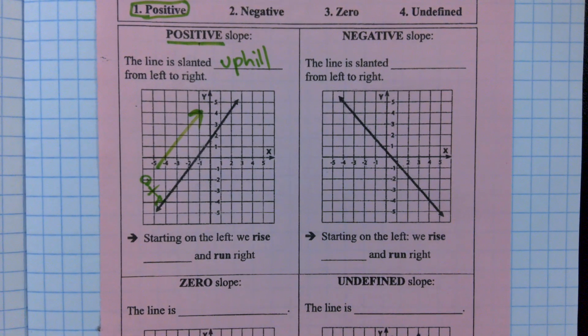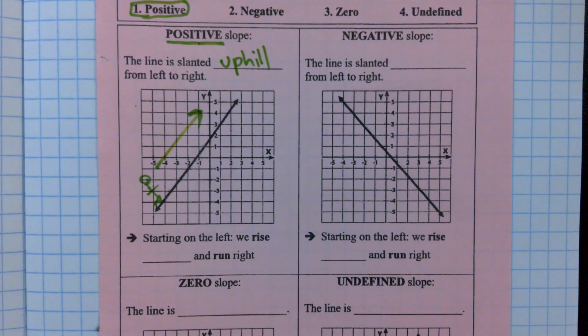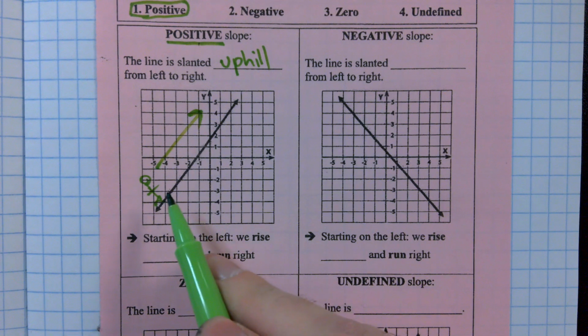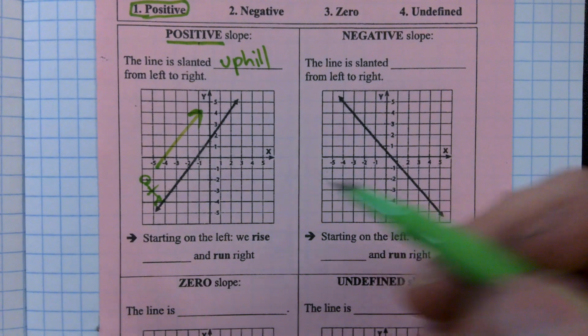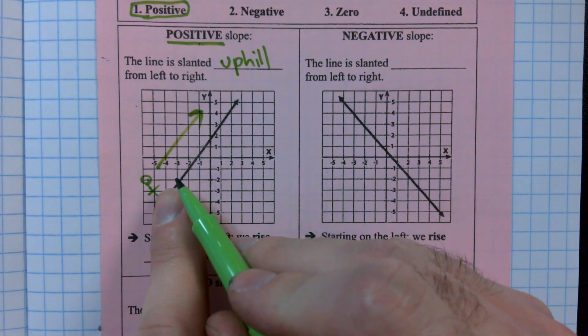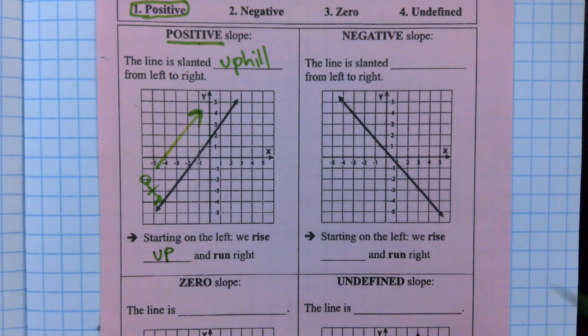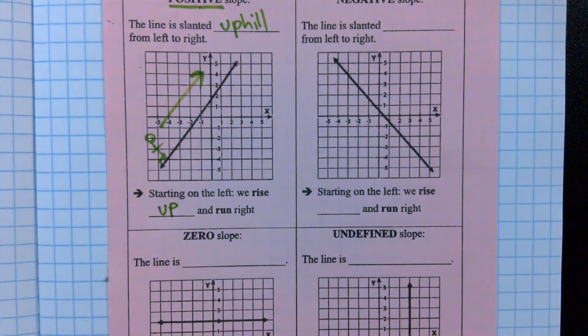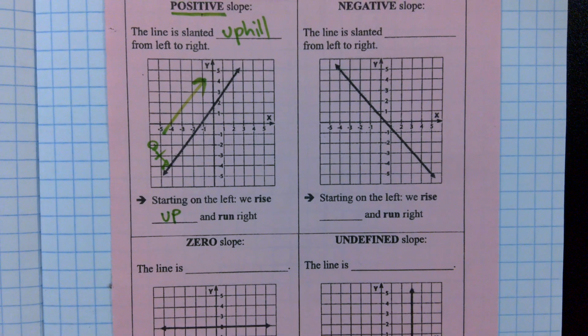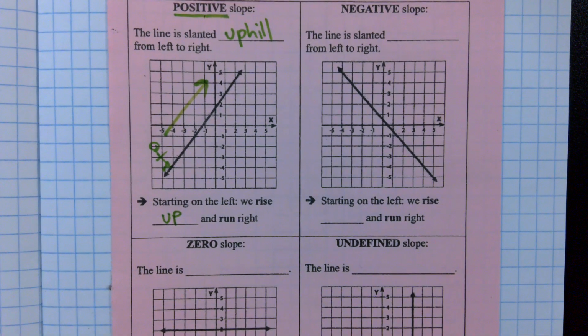So if we were going to find the slope, right, we remember our procedure. We start on the left. We rise either up or down. In this case, would we be rising up or down? We'd be rising up. And of course, always running to the right. Not too bad so far, right?